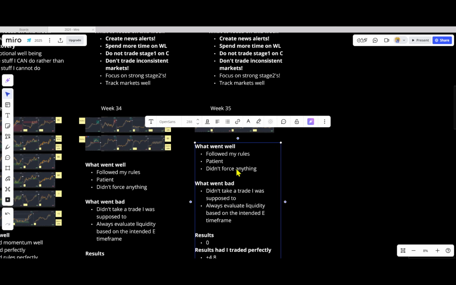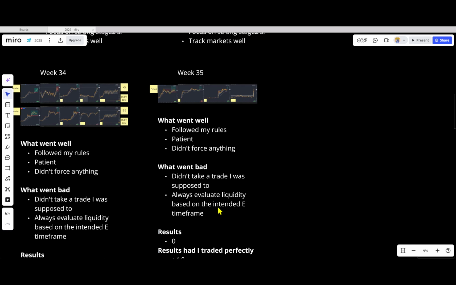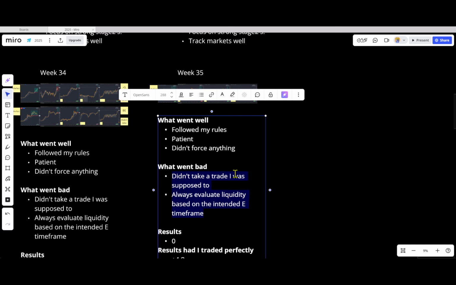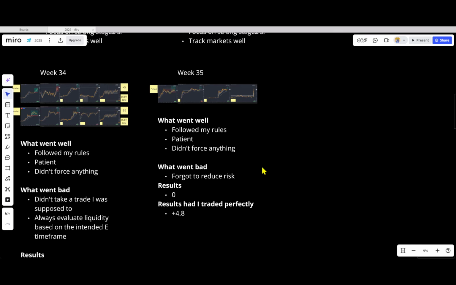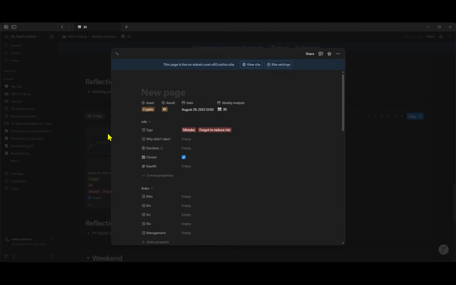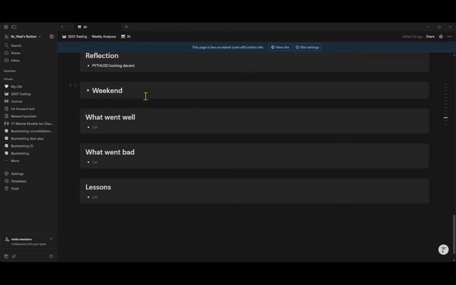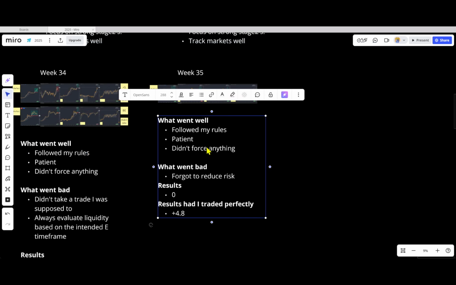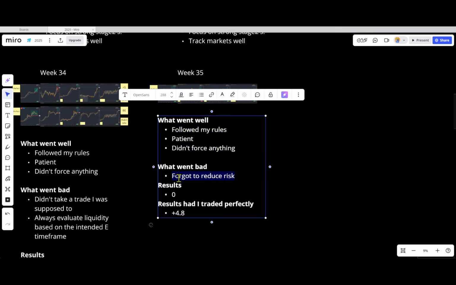So here we go. What went well? Yep, followed my rules, was very patient, didn't force anything. What went bad is that I actually forgot to reduce risk. That was a little bad, and I marked it up as a mistake. So now if I go to here, was there anything on the weekend? I don't think so. All right, so I can copy this stuff. And what went bad? Forgot to reduce risk.